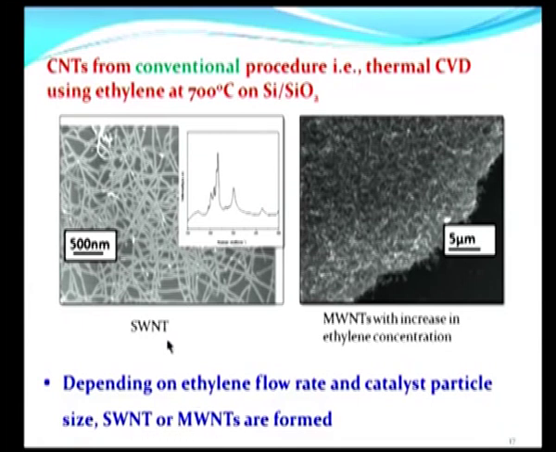So, it is possible to control the nature of the carbon nanotubes that are obtained by tinkering with the process in a predictable manner, as a matter of fact. What is shown here is a forest of multi walled carbon nanotubes that are obtained in the same chamber that was shown earlier, by greatly increasing the ethylene concentration, that is the precursor to carbon nanotubes. By increasing the ethylene concentration, it is possible to obtain a forest of multi walled carbon nanotubes.